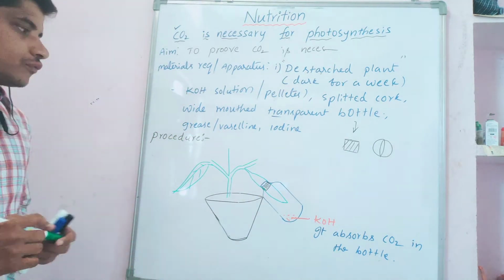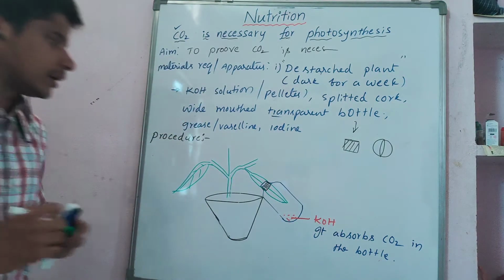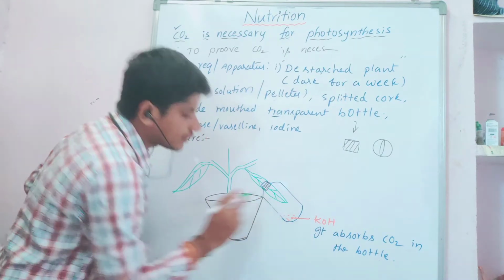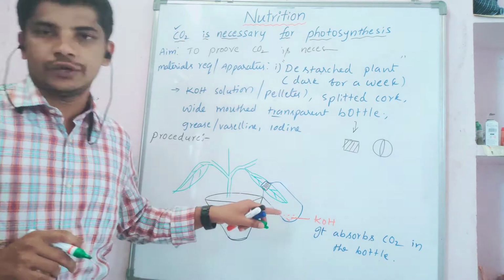Okay, so what we have to do here, first you have to select one leaf and insert half of the leaf. How much are we inserting? Only half of the leaf into the bottle containing KOH.